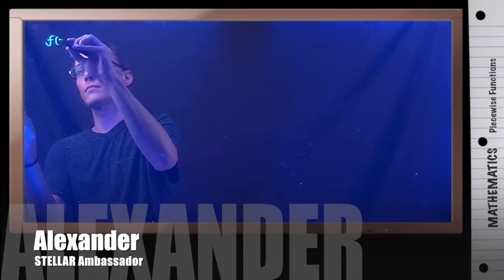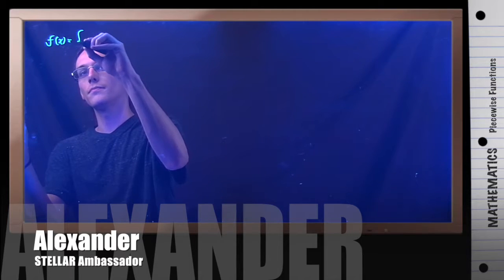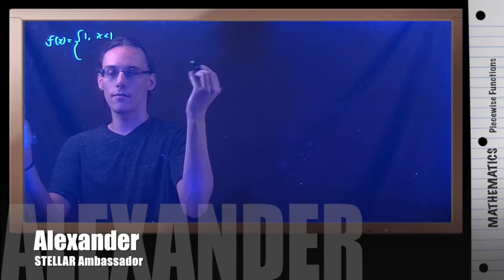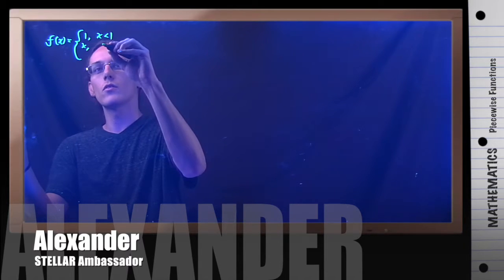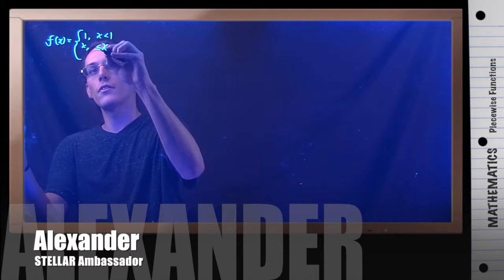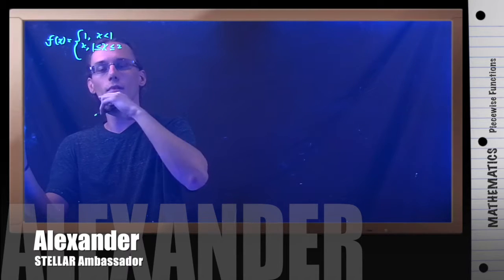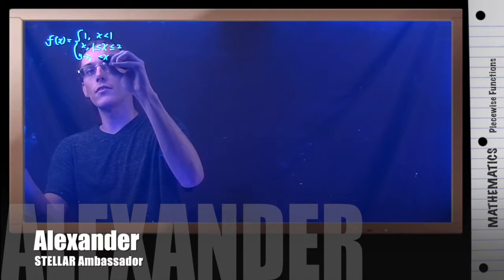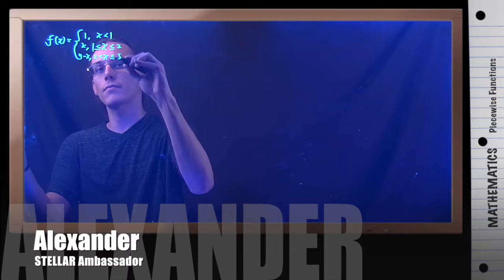In this example, we're being asked to calculate the integral for a piecewise function. So first of all, let me go ahead and write up what our piecewise function is. We're given that f of x is equal to 1 if x is less than 1. It's equal to x for x greater than or equal to 1, less than or equal to 2. And it's equal to 4 minus x for x greater than 2, but less than or equal to 5.